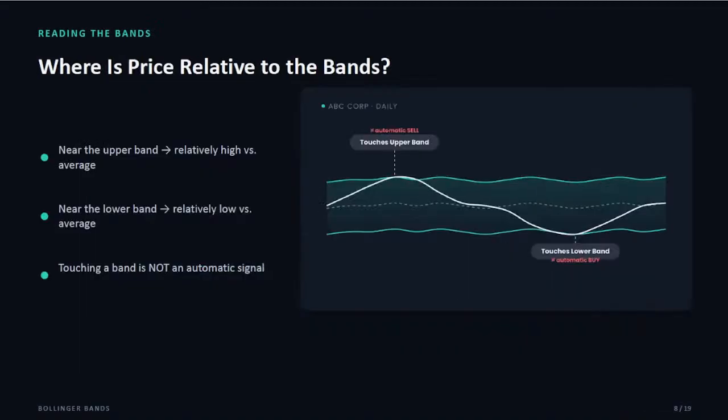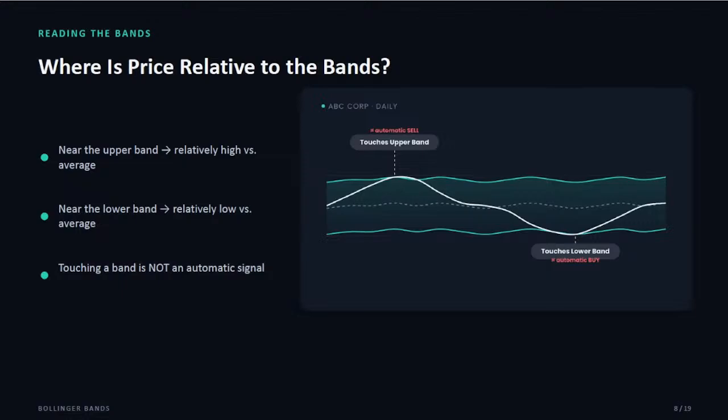The second thing to read is a little more intuitive. Where is the current price sitting relative to the bands themselves? If price is up near the upper band, it means the current price is relatively high compared to its own recent average and its own recent volatility. Some traders describe this as overbought territory. If price is down near the lower band, price is relatively low compared to its recent average. Some traders call this oversold.